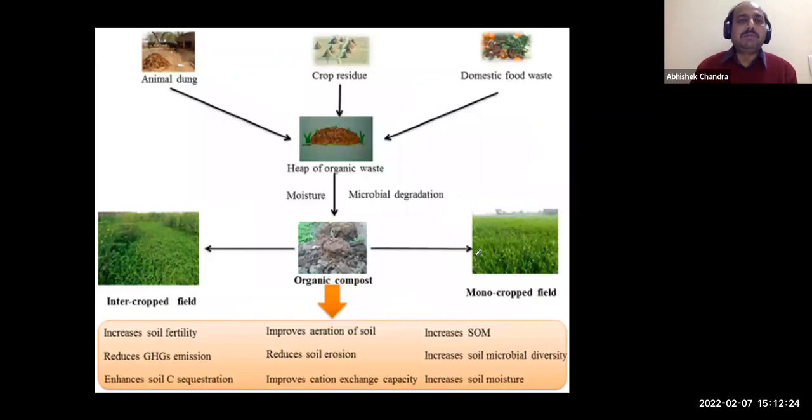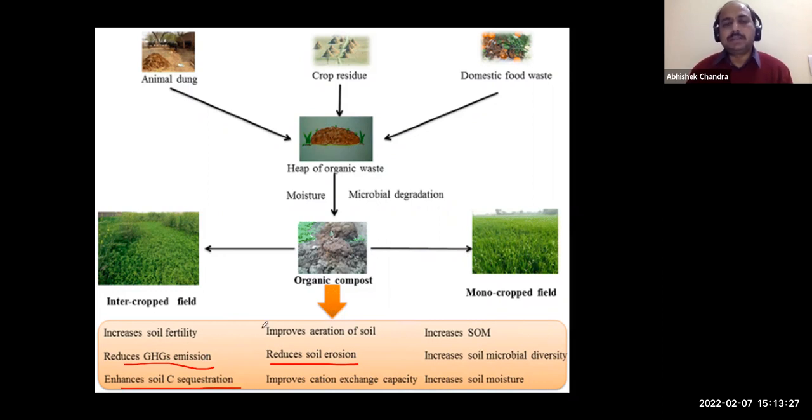Animal dung, crop produce and domestic food waste are combined together and mixed in a heap of organic waste. Then through moisture and microbial degradation they form organic compost, which is given to the intercropping field or the monocropping field, both. It increases the SOM, the soil organic matter. We can see how soil organic matter and soil organic carbon are interrelated and how useful they are: reducing soil erosion, reducing greenhouse gas emissions, increasing soil fertility, improving aeration of the soil, improving cation exchange capacity and soil moisture, and enhancing carbon sequestration.